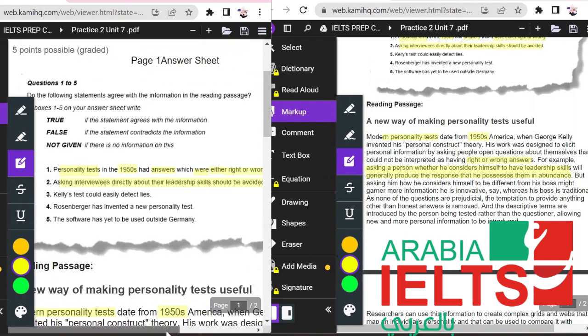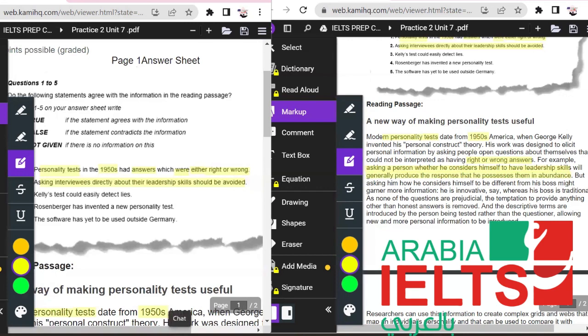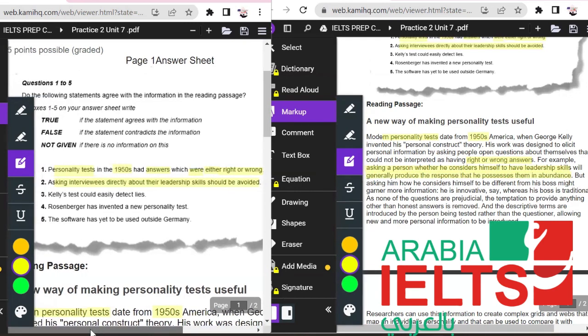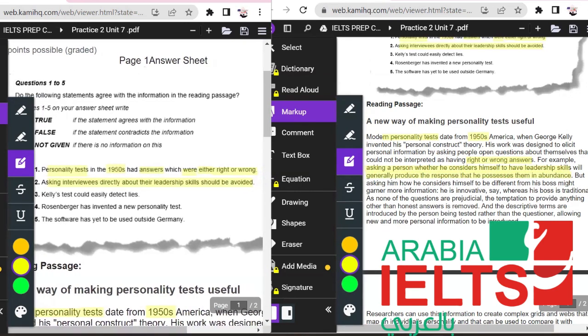So the writer says, if you ask somebody directly, do you have leadership skills, it's not going to work. You're not going to get the right answer that you really want. They're not going to be genuine in their answer. They try to give you something generic. But if you ask an open question, you will have more innovative ideas and examples about that person.